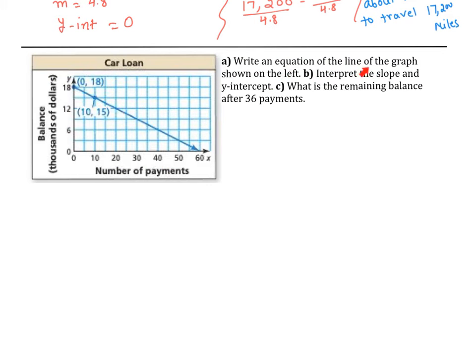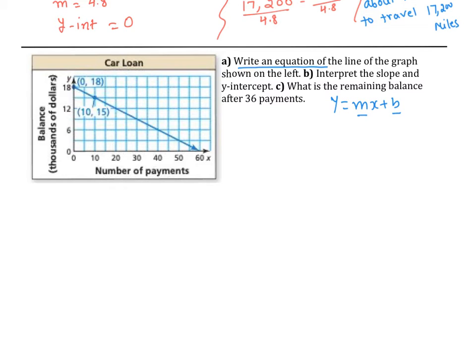Write an equation of the line of the graph shown on the left side. Interpret the slope and y-intercept. What is the remaining balance after 36 payments? This problem is on a car loan, and y represents the balance in thousands of dollars, and x represents the number of payments. First we're going to write an equation of a line, and if the equation is y equals mx plus b, then we need m and b, which is the y-intercept.